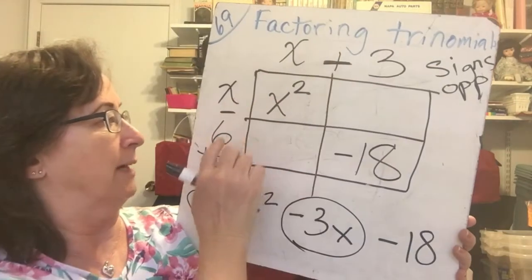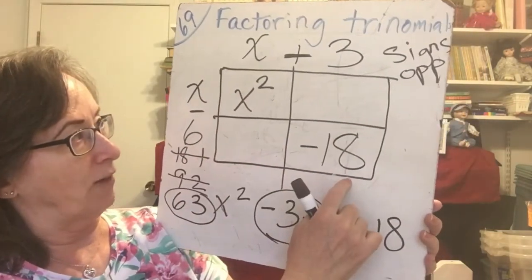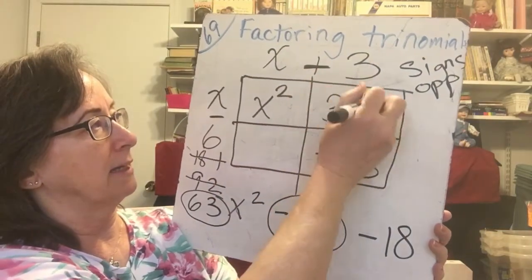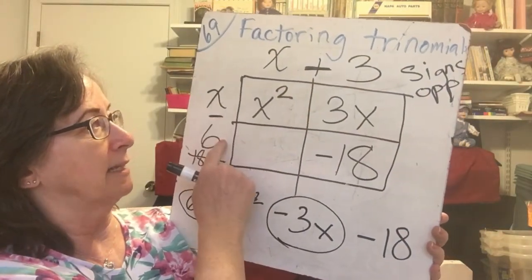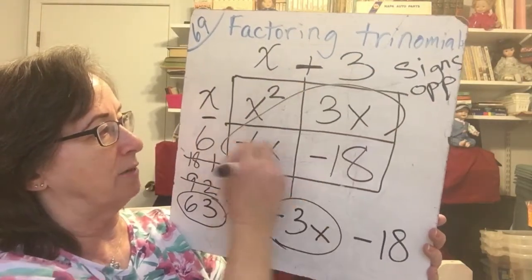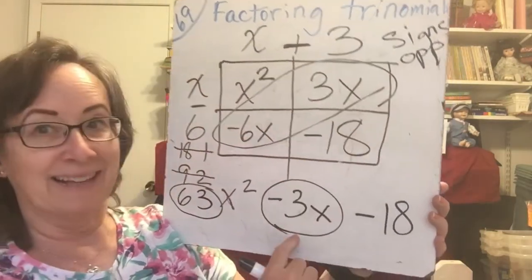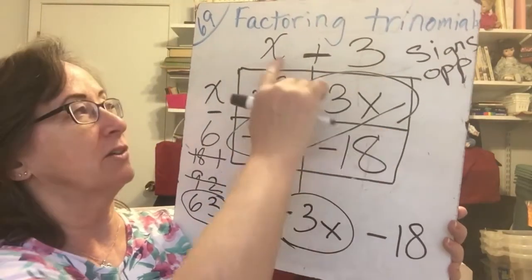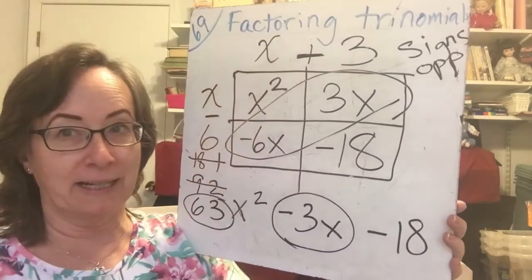Positive 3 times a negative 6 is a negative 18. 3 times x is 3x. Negative 6 times x is negative 6x. And when I add these two together, do I get the negative 3x? I do. So my factors are x plus 3, x minus 6.